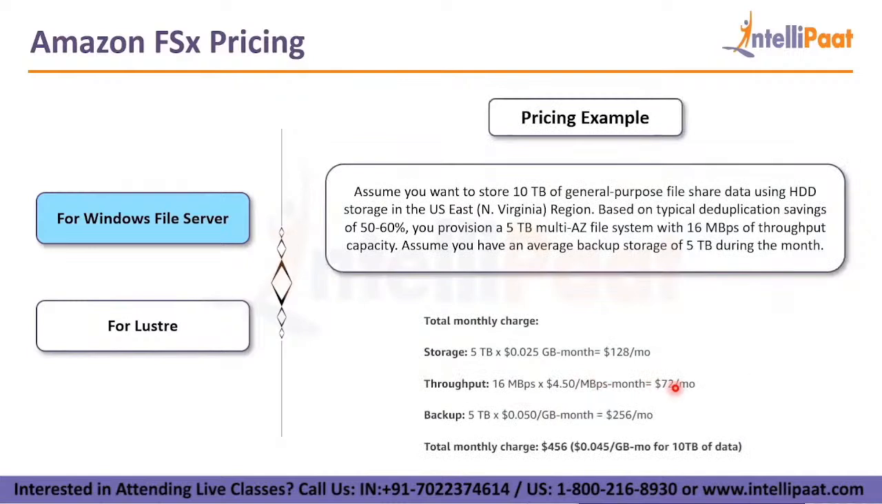It's 16, so it's $72 per month. Backup, we are choosing 5 TB. That basically means 5 TB into $0.05 per GB per month. So it's $256 per month. So the total cost would be $456, or it would be $0.045 per GB for a month of 10 TB of data. So for 10 TB of data, it will cost you $0.045 per GB of data per month. The total cost is $456.